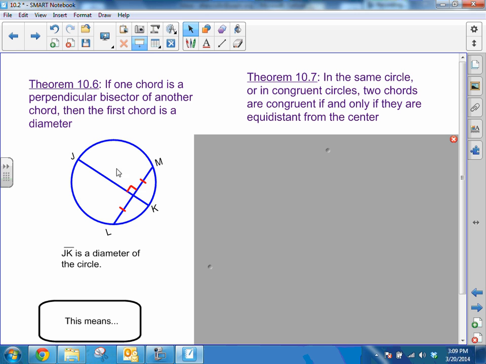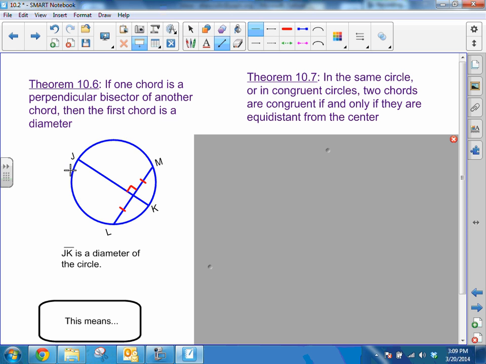What does this actually tell us about? We have two tick marks and a right angle box. What does that tell us? That you have a perpendicular bisector. Now, which one is the perpendicular bisector from this notation? JK. Very good.